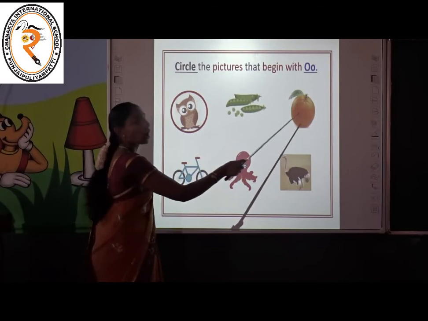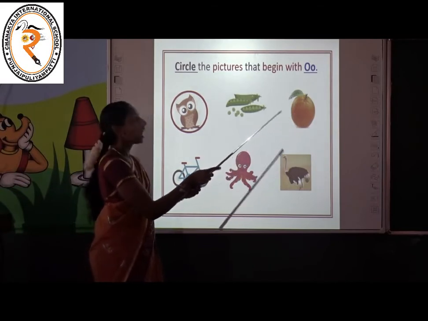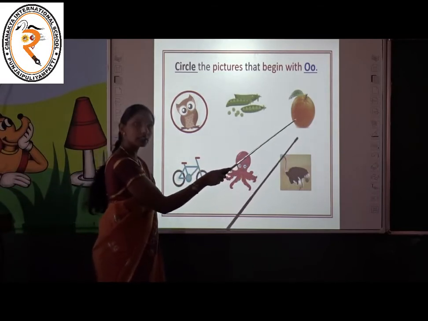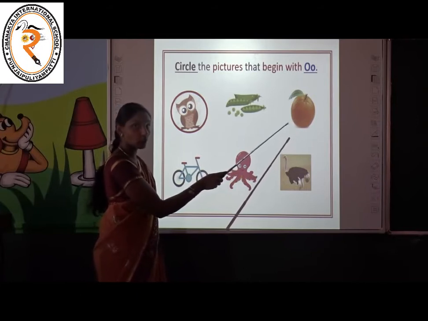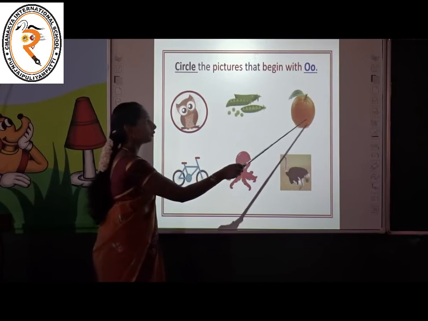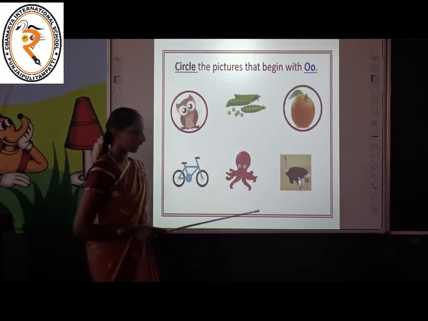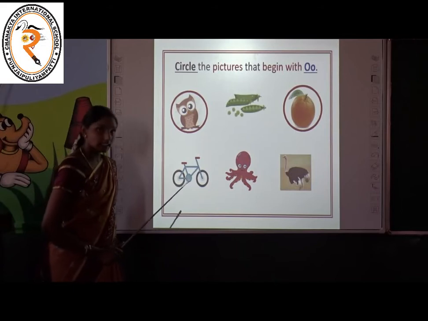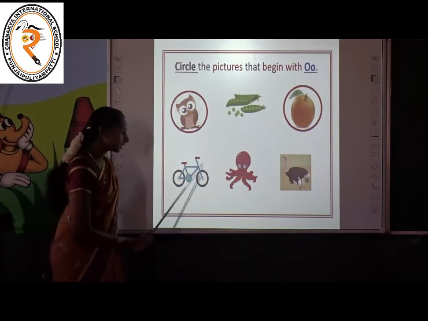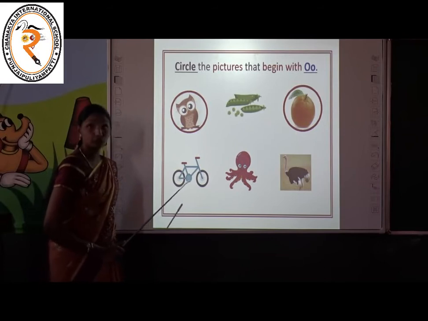What is it? Orange. Orange. Does it begin with letter O or not? Orange. Which letter gives the sound O? Yes, letter O. We have to circle it. Okay. What is it? Cycle. Open your mouth and repeat. Cycle. Does it begin with letter O or not? No, no, no.